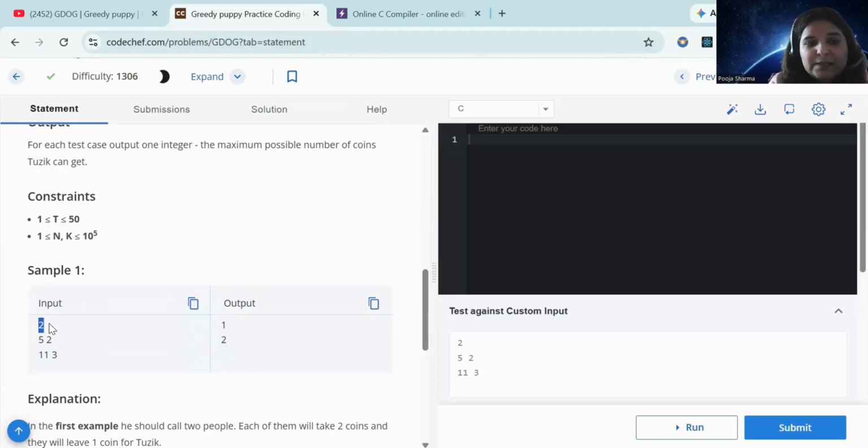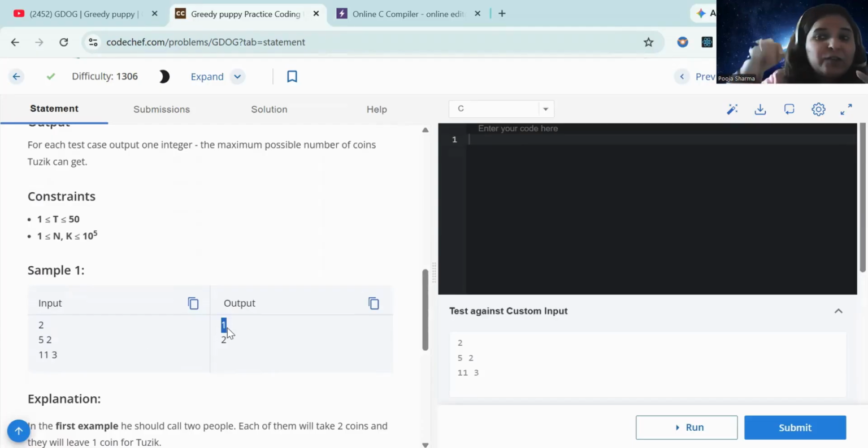So here, you're inputting some values. T is the input value, and 5 is the number of coins. So there are 5 coins, and how many people did he attract after barking? 2 people. So what is the output? I need to find the maximum leftover. If you divide 5 coins among 2 people, how much will be left? 5 modulo 2, right? 2 twos are 4 and the remainder is 1. That's it. Simple concept: 5 modulo 2 gives you 1.